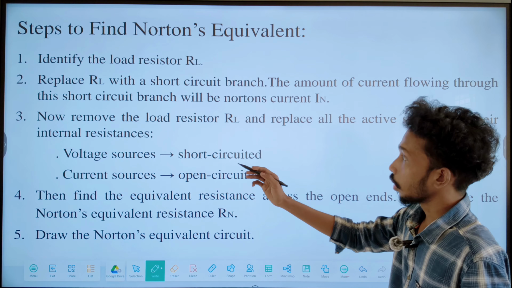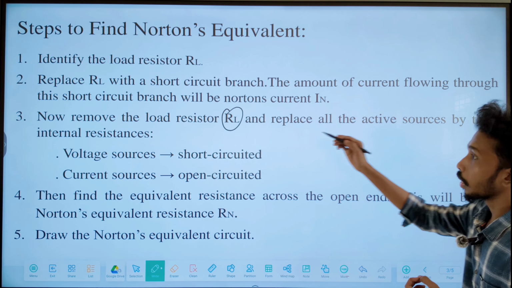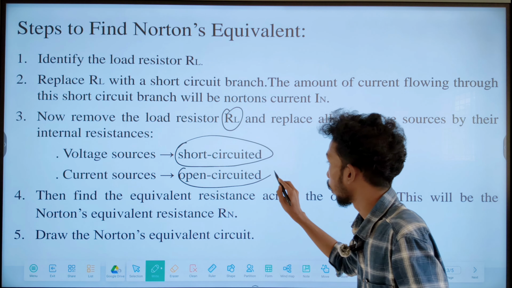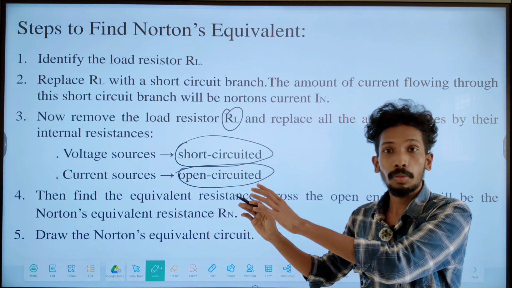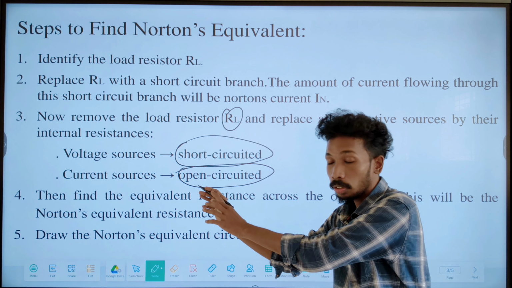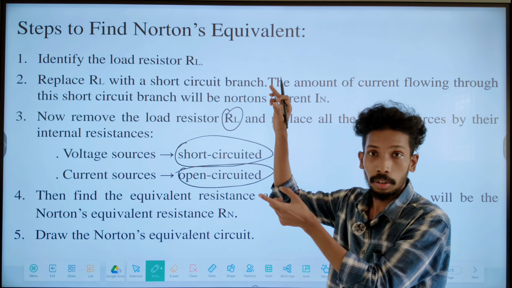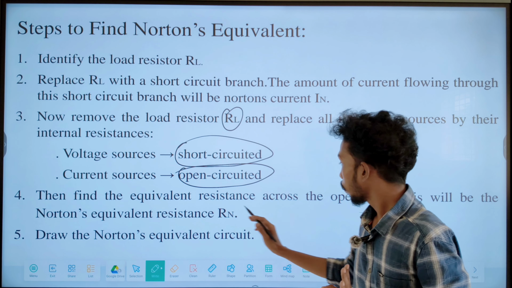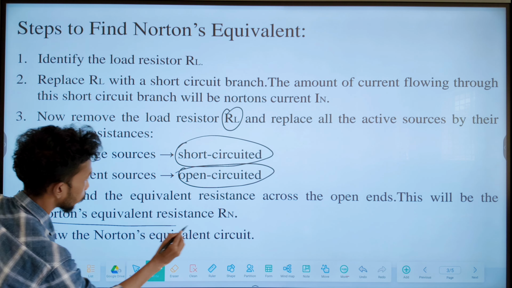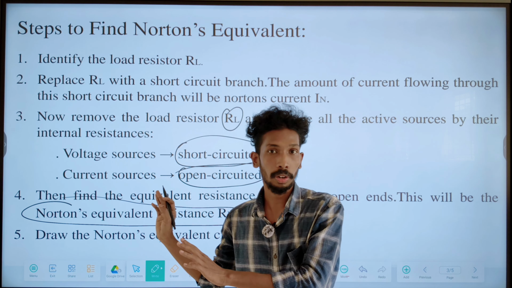Then in the third point, they are telling us to now remove the load resistor RL and replace all the active sources by their internal resistance, like voltage source to short circuit and current source to open circuit. This point is the same as what we did in Thevenin's theorem. We will make the voltage source a short circuit and the current source an open circuit, and we will find out the total resistance across these two terminals. The fourth point is the same: we will find the total equivalent resistance, that is our Norton equivalent resistance RN.